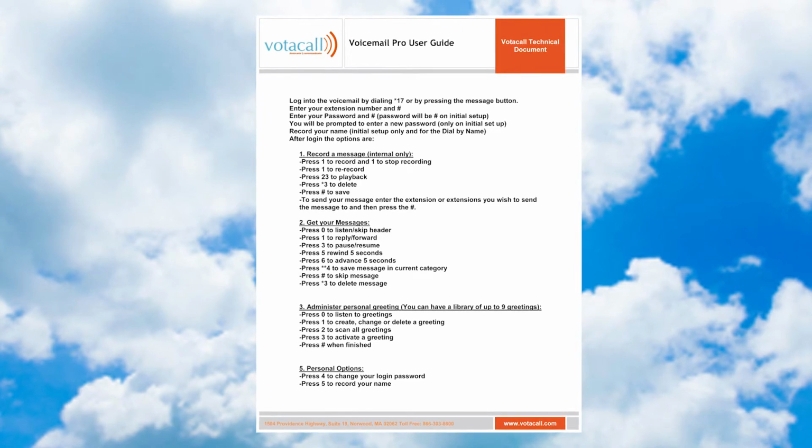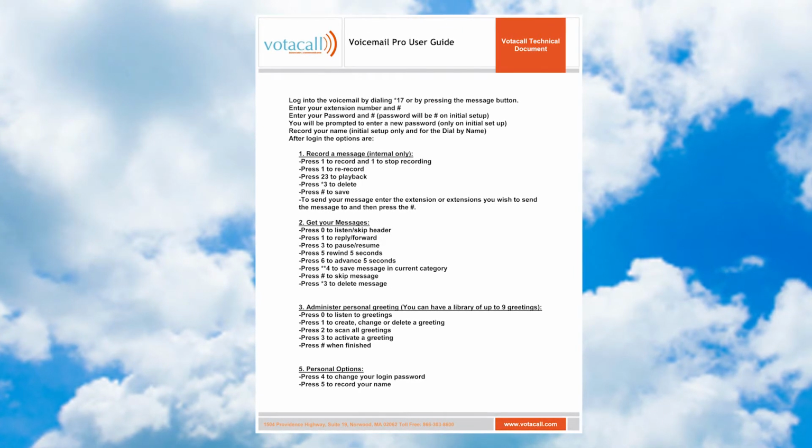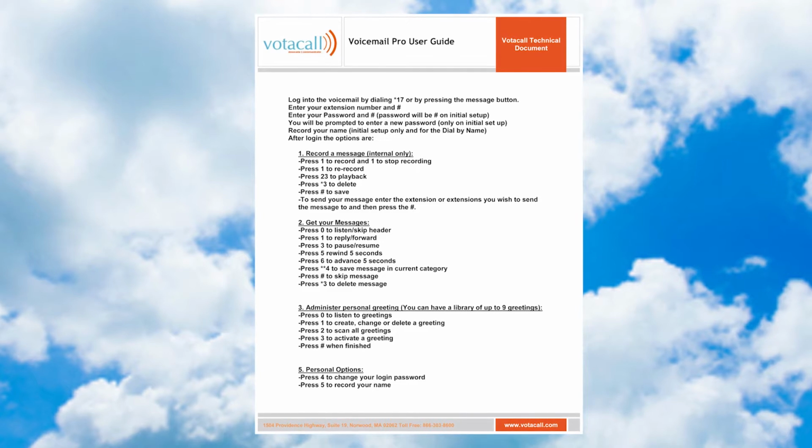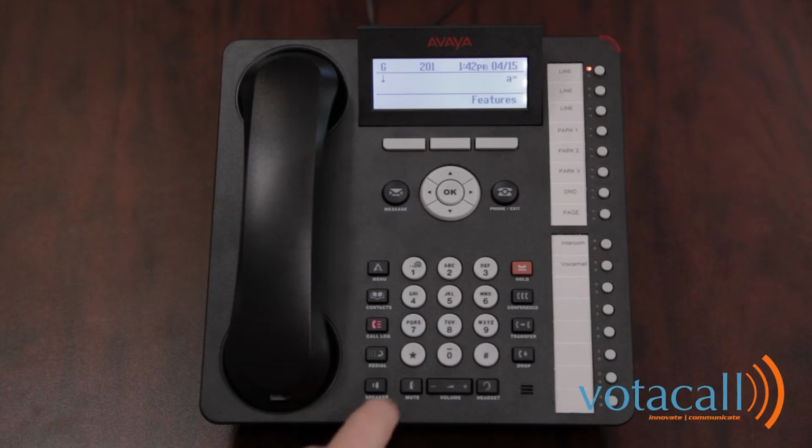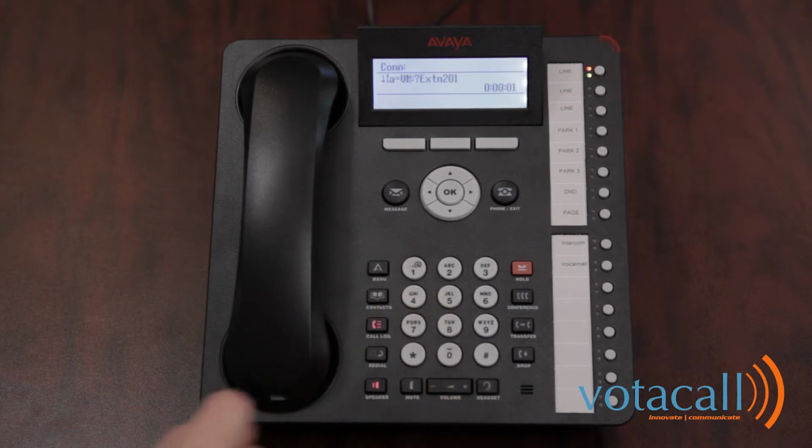The system is going to ask you for an extension number and a password. Please enter your extension number. Your default password is #. Let's get started. Dial *17.